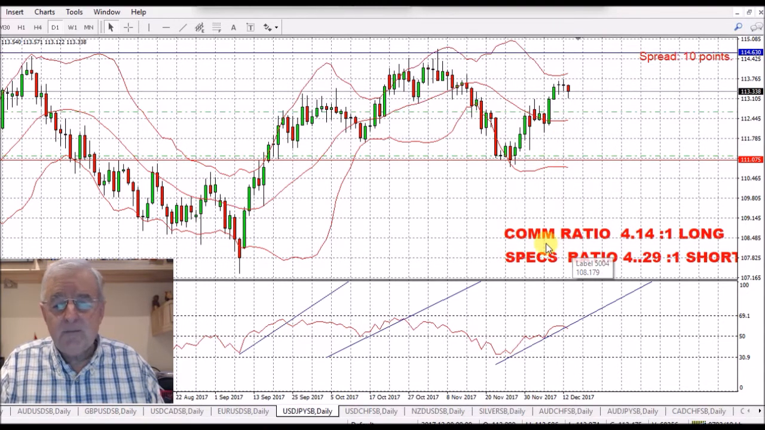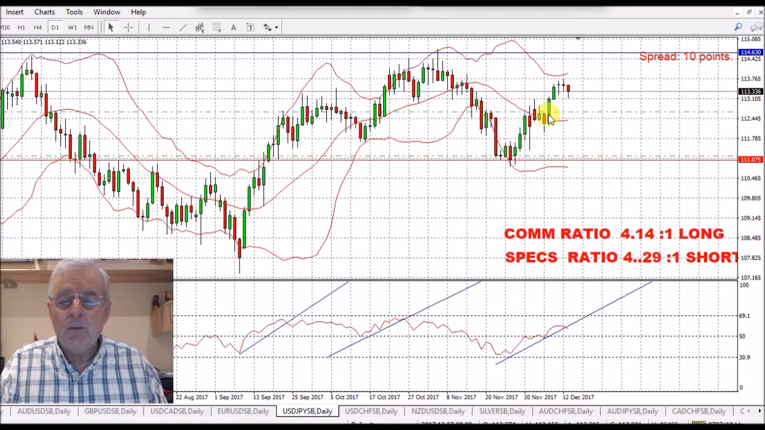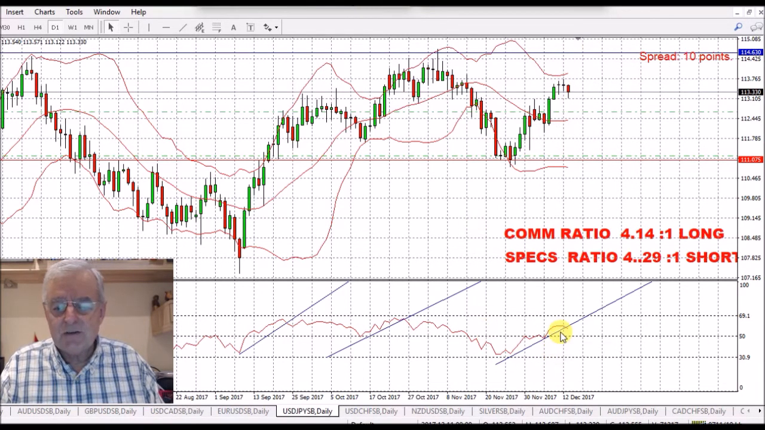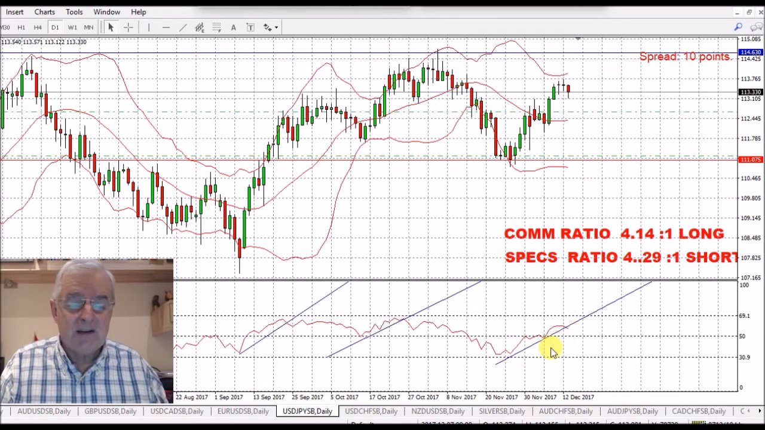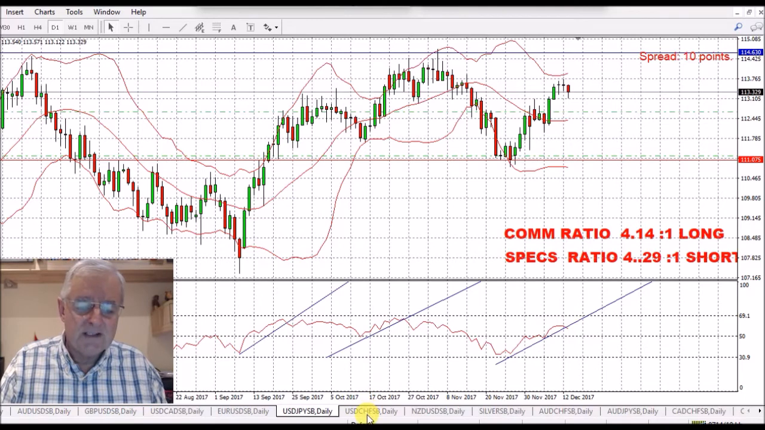USD JPY, I think today we might see this reach up to about the 114 level. We've got a commercial short ratio of 4.14 to 1, which is reduced from last week. So we'll see where this goes, but it'll be interesting. If it does approach the blue line up here, I would see that as a good selling opportunity. We have in fact crossed my trend line, but I wouldn't be selling this back today. I think I'd wait a while on that.